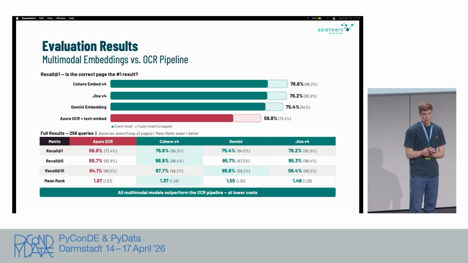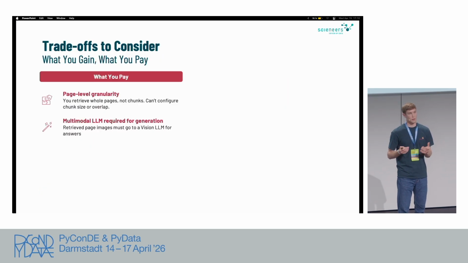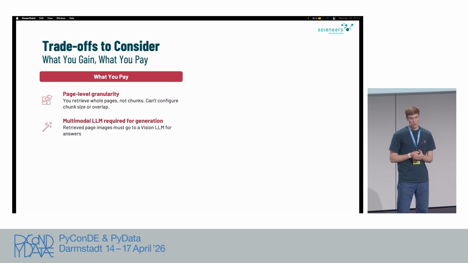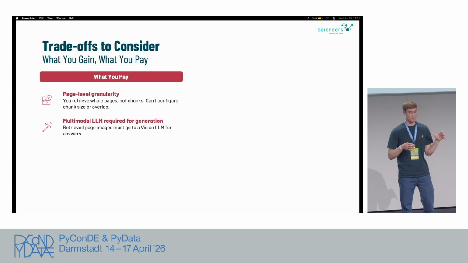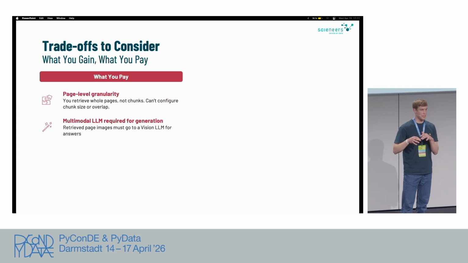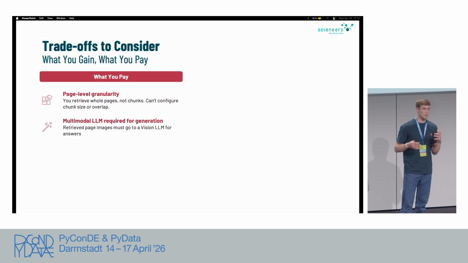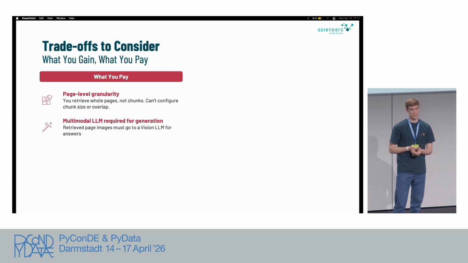All right, so basically, what can we take away now? What are the trade-offs to consider? So first of all, what you pay is page-level granularity. So you retrieve complete pages and not chunks. And you can control the chunk size by, for example, embedding multiple PDF pages into one image or something, but mostly you just need to take the pages as they are.